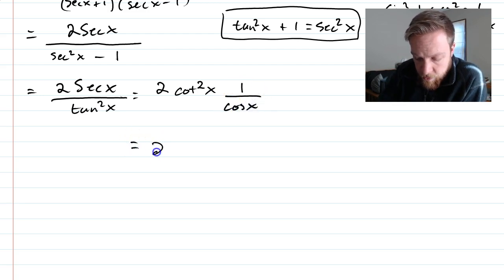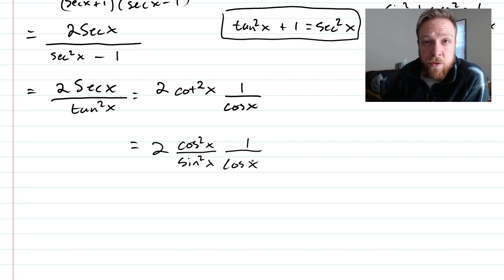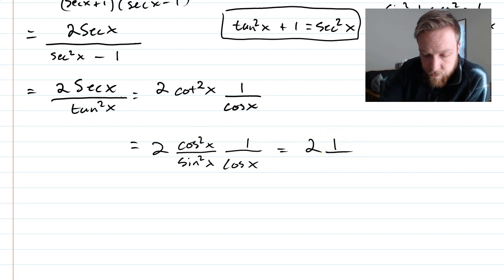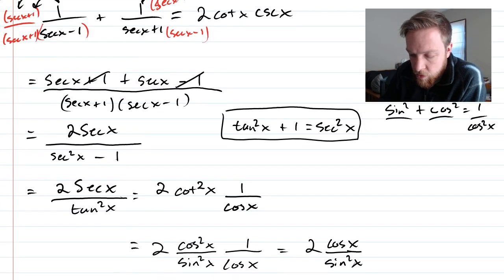And I'm just going to keep going here. I know cotangent is cosine squared over sine squared, and there's still a 1 over cosine x. So now you can see that there's 2 cosines on top, there's a cosine on bottom. So this is going to turn out to be 1 over, sorry, had to think there for a second. When our cosines cancel, we have 1 cosine on top, and we have 2 sine squared on bottom.